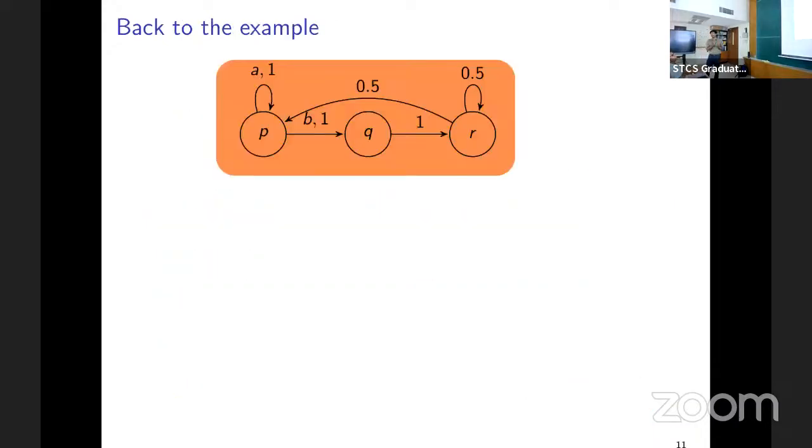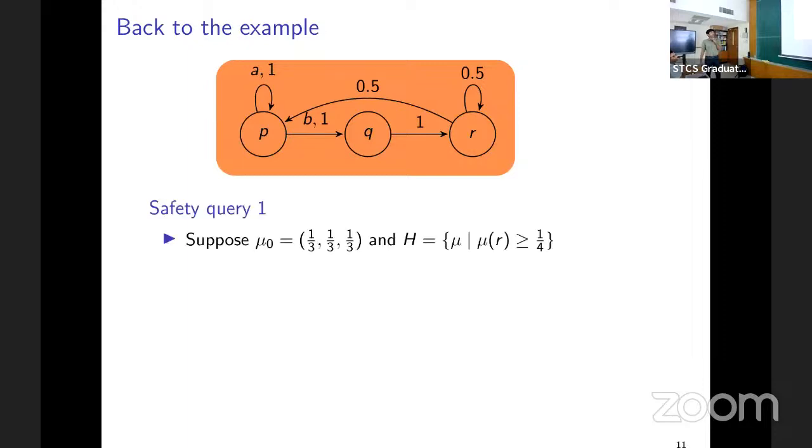So what I want to do in this talk is to look at examples. I promised examples, so here are the examples. The same one which we saw before, but now I'm going to give you the safety query, and you're going to tell me what should be the policy which is taken.